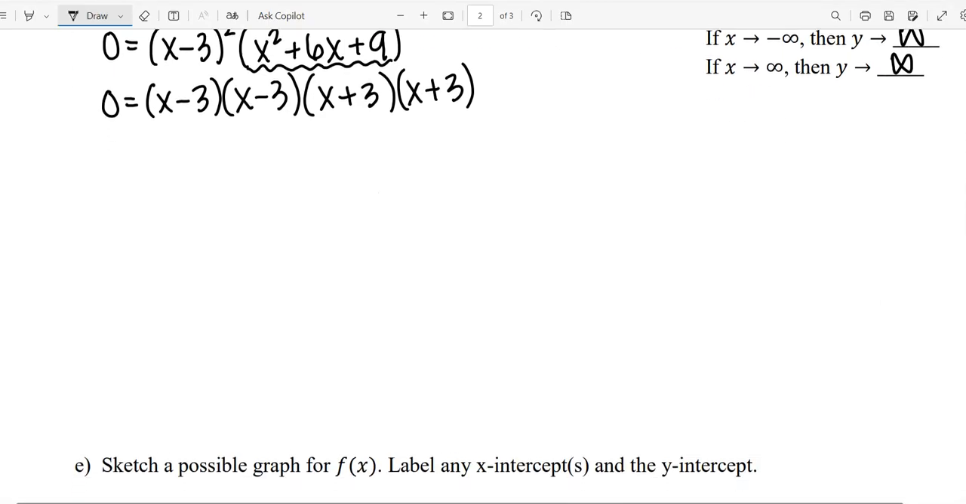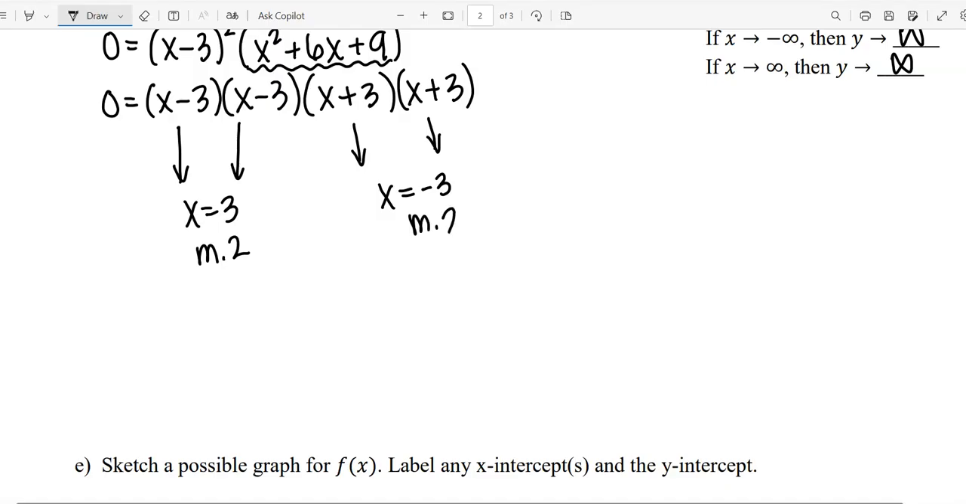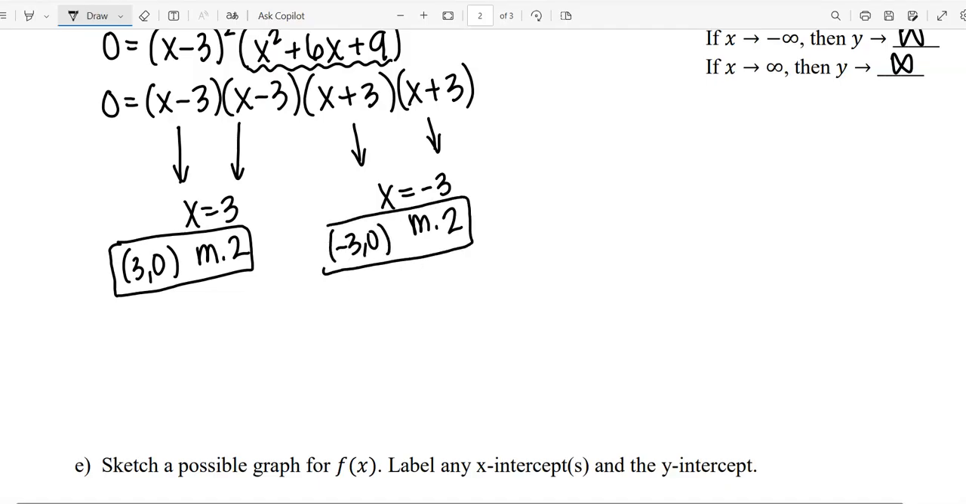Yep. So from x minus 3 and x minus 3, we're going to get the same thing. What will we get? X equals 3 with a multiplicity of 2. And then from x plus 3, we'll get the same thing of x equals negative 3, multiplicity of 2. It did ask for intercepts, so I'm going to write 3, 0 next to this one and box that with the multiplicity. And then I'll write negative 3, 0 here and box that with the multiplicity.